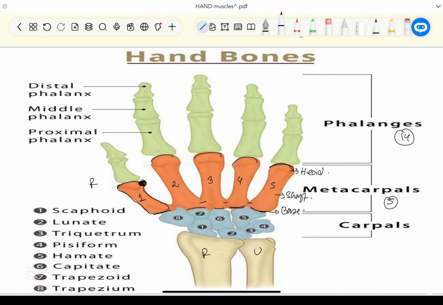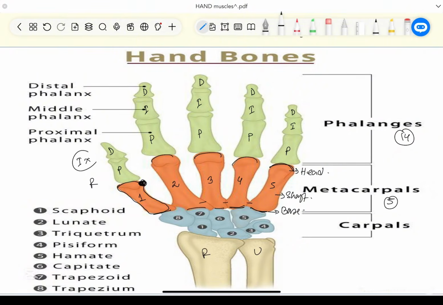Now come to phalanges. Each finger has 3 phalanges. The first, which is attached to the metacarpal, is the proximal, then intermediate, then distal. So each has 3: proximal, intermediate or middle, and distal. In case of the thumb there will be only 2. This is the proximal and this is the distal.